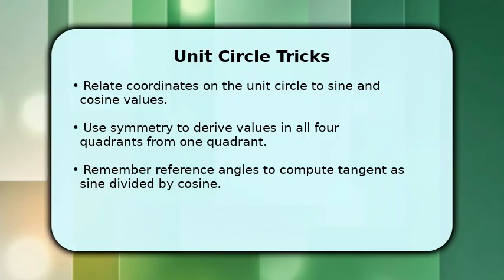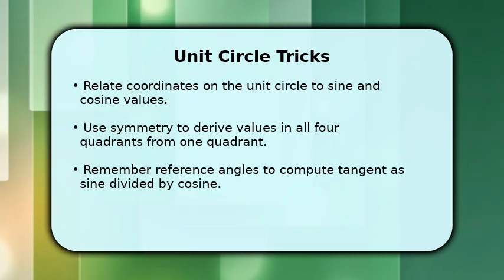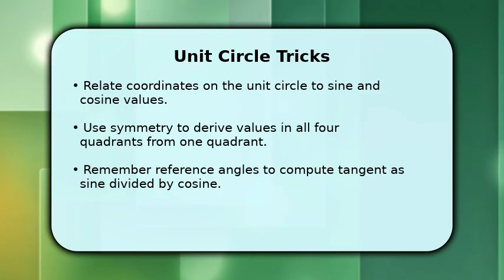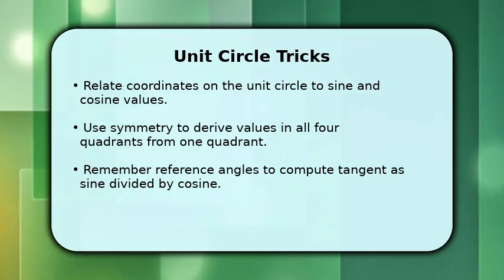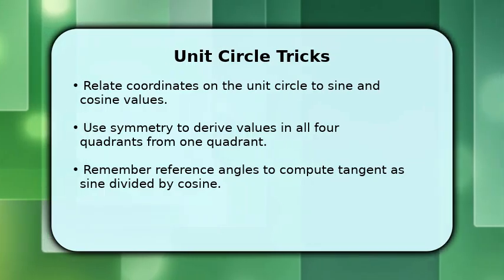Draw a unit circle and mark 0 degrees, 30 degrees, 45 degrees, 60 degrees, and 90 degrees, then label coordinates as cosine and sine. Use reflections to copy sines into other quadrants and apply reference angles when calculating tangent.